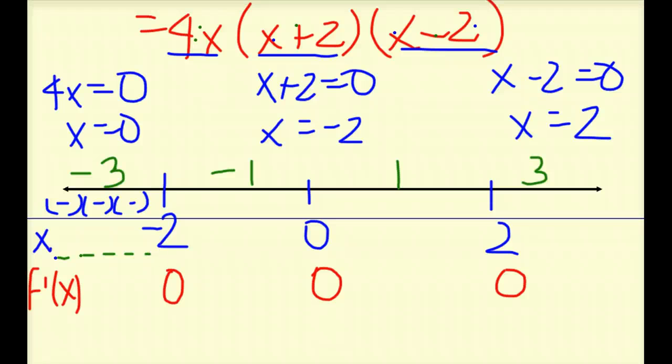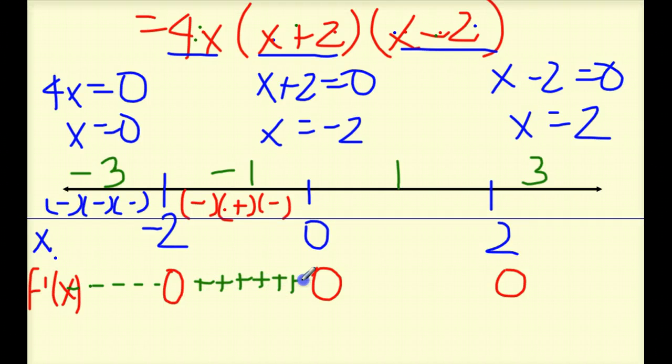And so, let me just move this down here. I'm going to do this again for negative 1. Well, if I do this with negative 1, negative 1 times 4 is negative. Negative 1 plus 2 is positive. Negative 1 minus 2 is negative. So 2 negatives and a positive will give me a positive value. So I know in this section, it's always going to be positive derivatives.